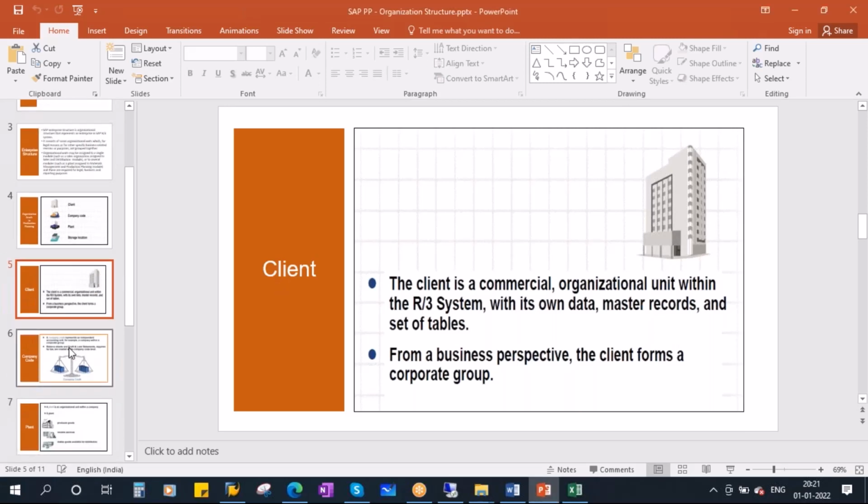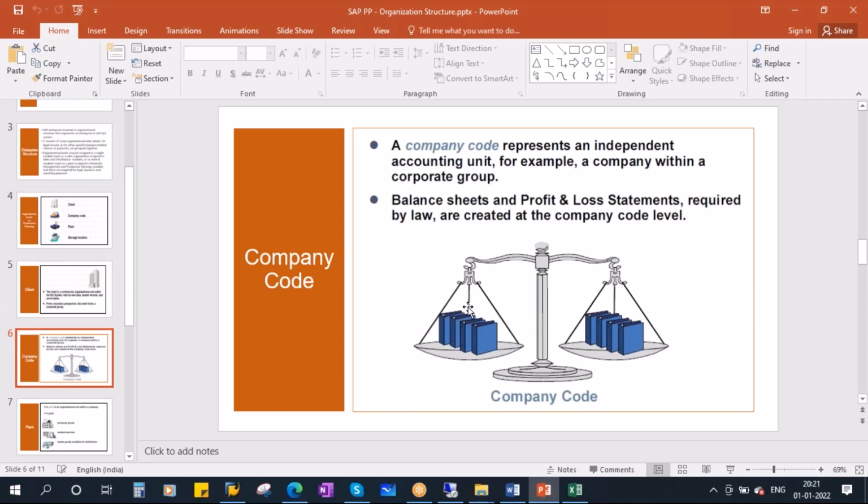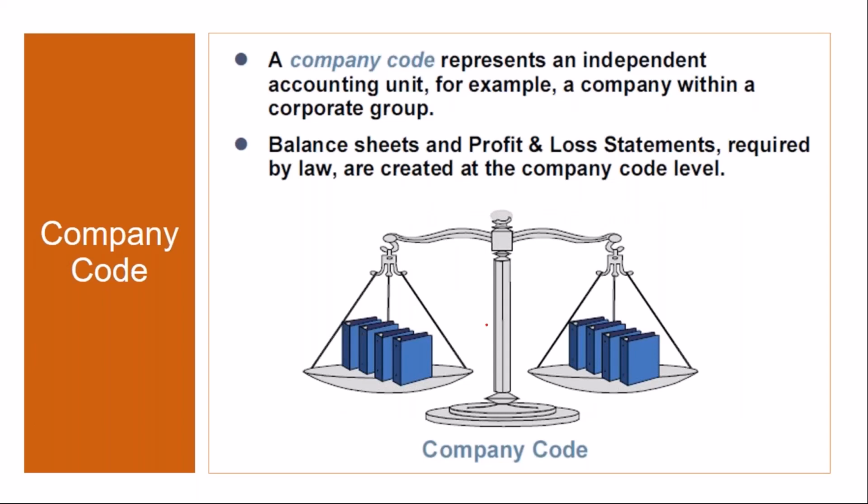Now the next one is the company code. So what is company code? The company code represents an independent accounting unit, for example, a company within a corporate group. So company code is the next level. Balance sheets and profit and loss statements required by law are created at the company code. So all financially relevant reports are generated at company code level.